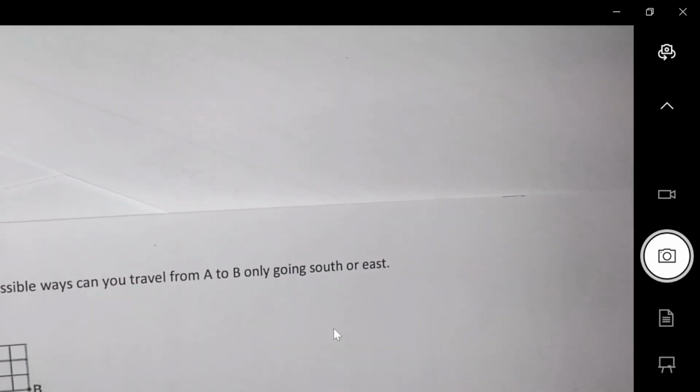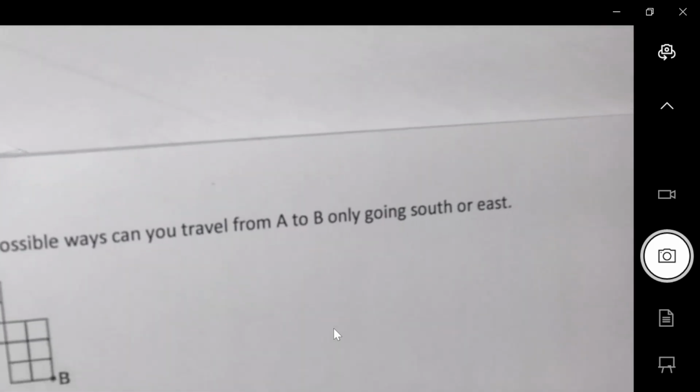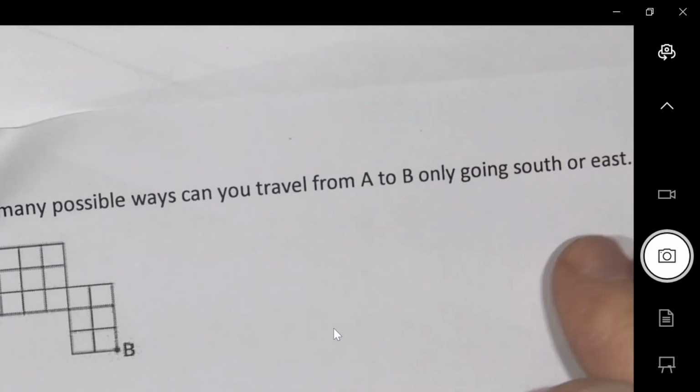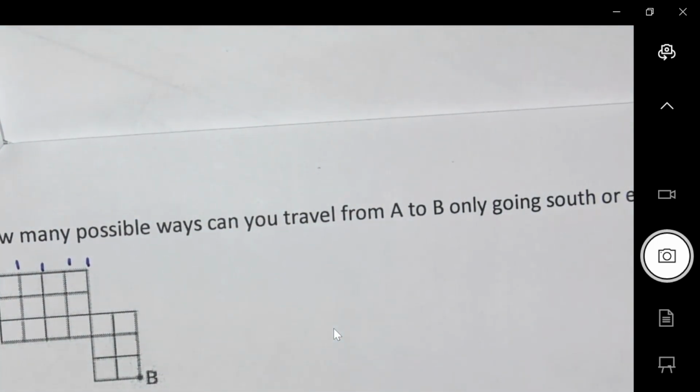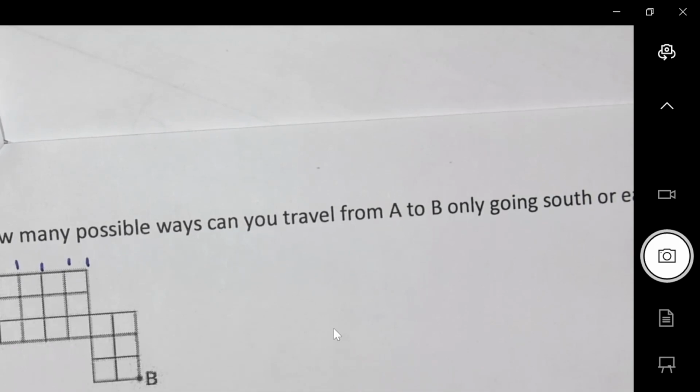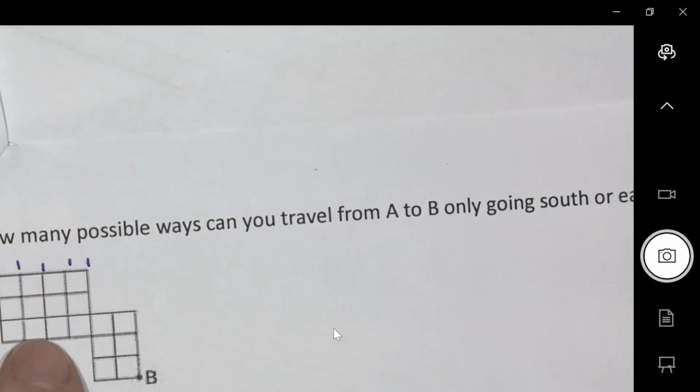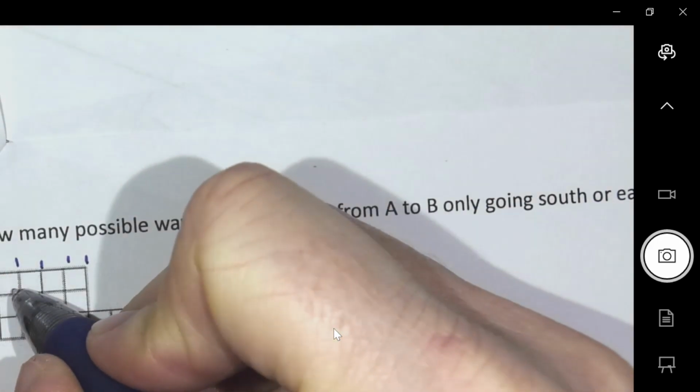Okay, how many ways can you travel? Apparently I made this very tiny. Okay, I need you to go 1, 1, 1, 1, 1, 1, 1, all the way across the top, all the way down. Only one way to go all the way east or all the way down. Okay, you can now start your adding.